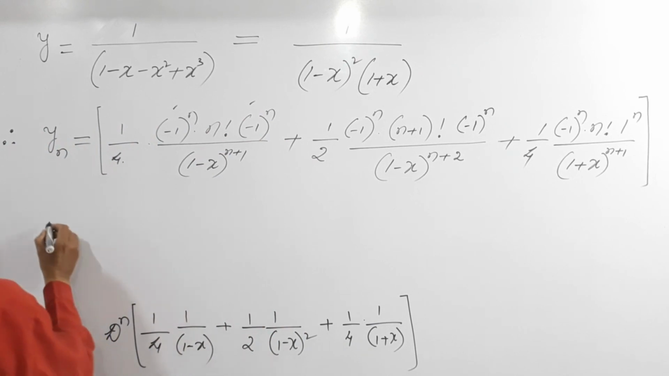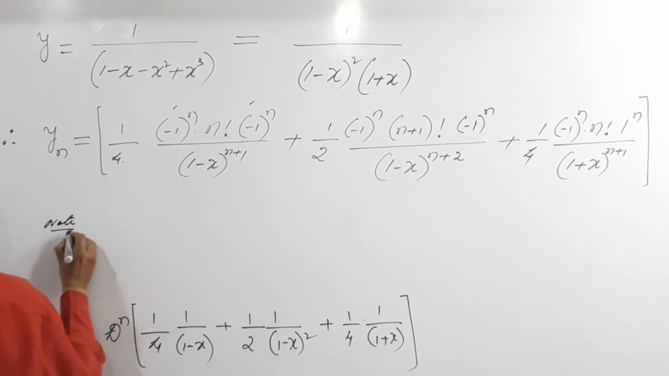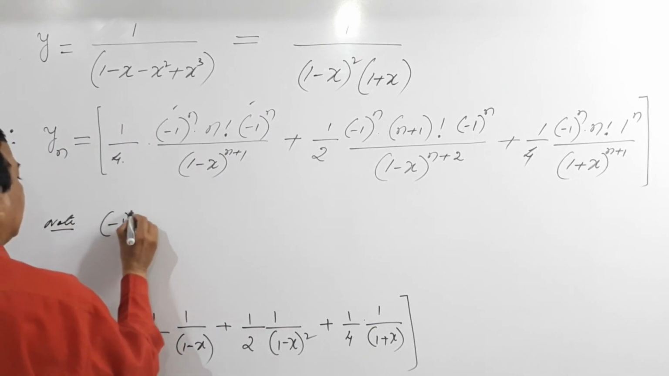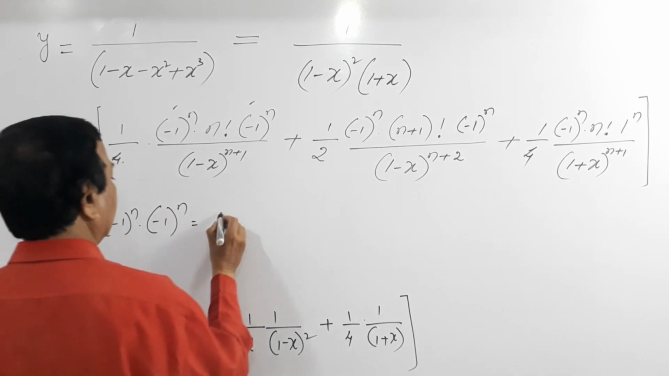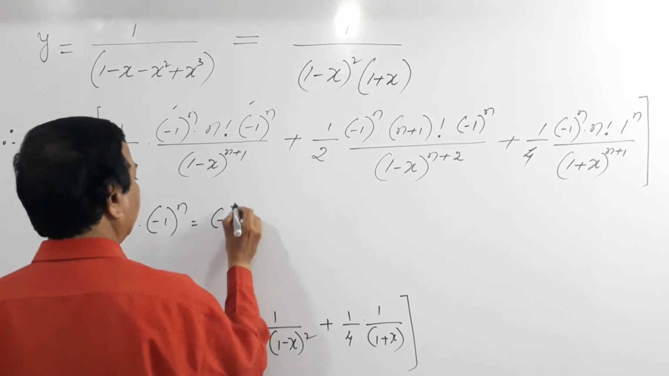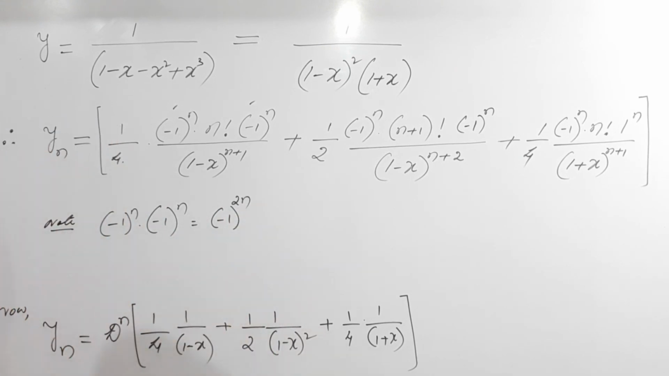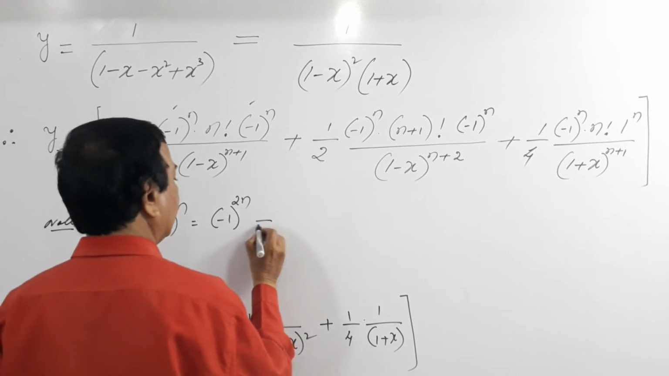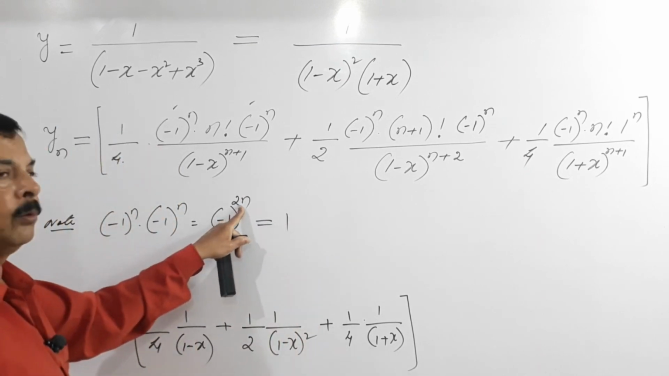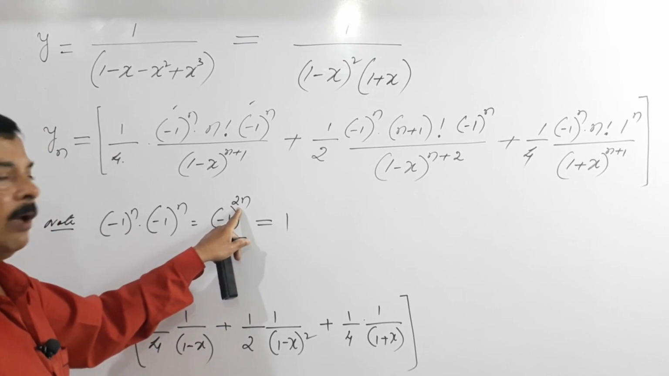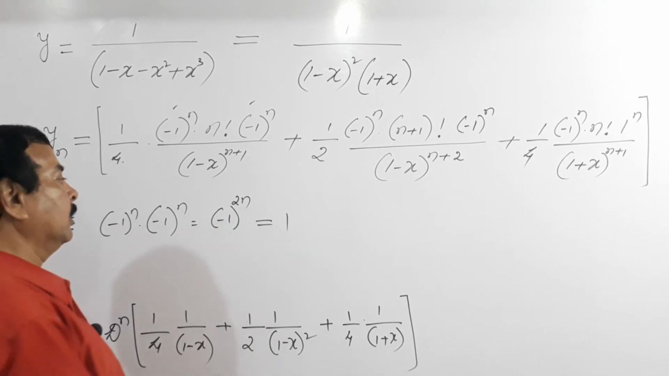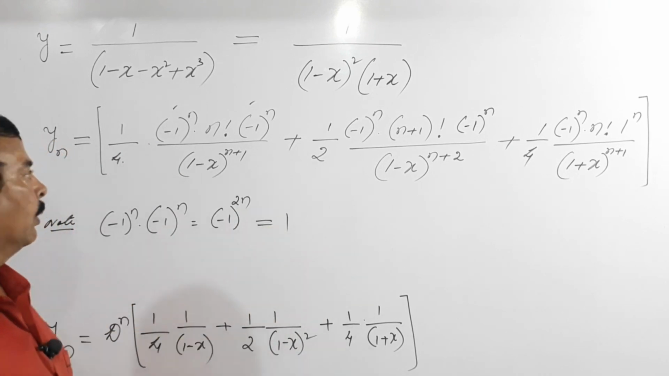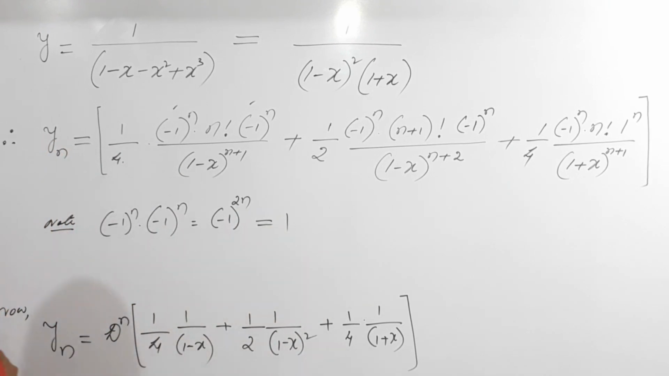So remember, note, minus 1 into minus 1 to the power of n equals minus 1 to the power of 2n. So this becomes what? 1, because whenever you have an even power, the minus becomes plus, and 1 to the power of n is nothing but 1. So remember this, I have written this now.